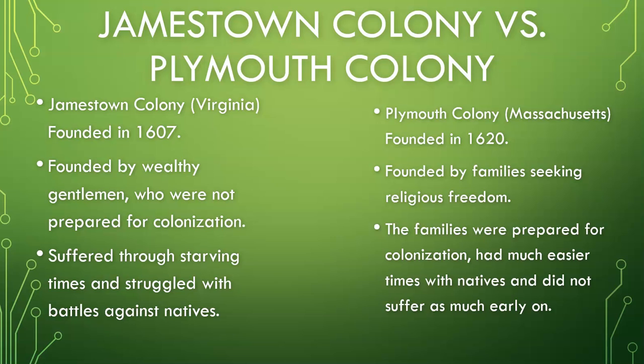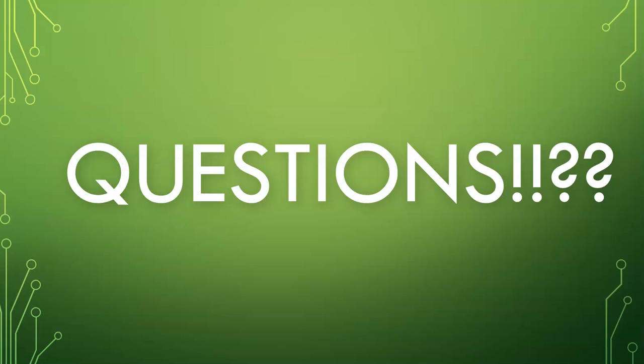Versus Plymouth, founded in 1620. This is Plymouth, Massachusetts. Instead of gentlemen looking for gold, it's families seeking religious freedom. Families are prepared for colonization. They have a much easier time living life. They're ready for it. They have support with one another. And on top of that, they were nice to the natives, and the natives were nice to them. So a big change of pace there.